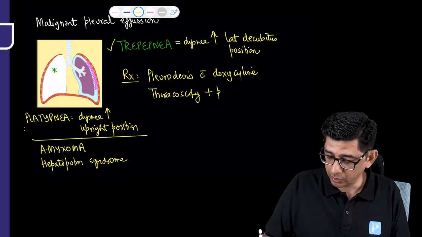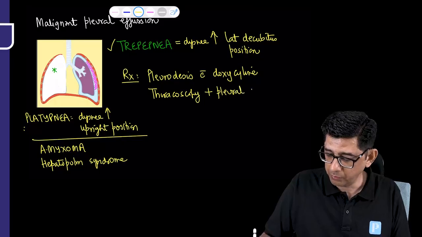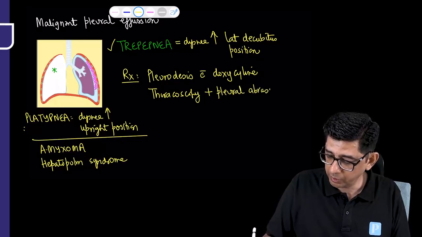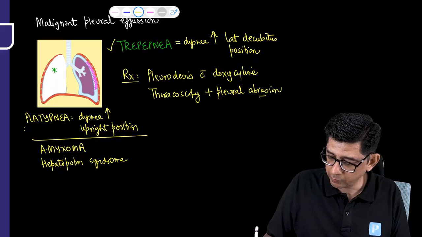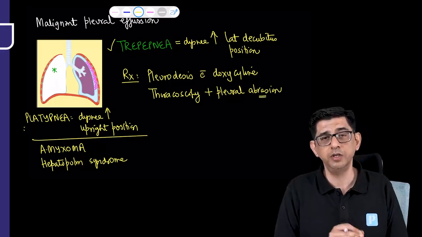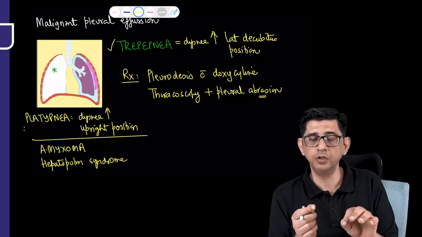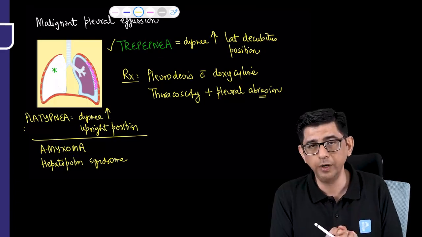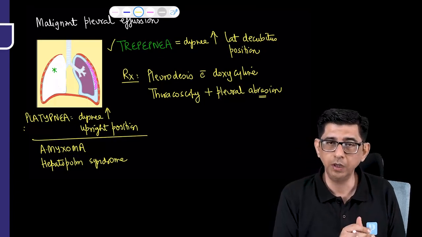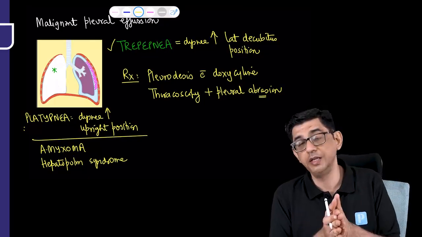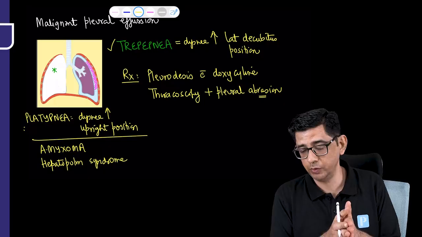And along with thoracoscopy, what we can do is rub the pleura till it bleeds. We deliberately rub the pleura; we are trying to cause an abrasion. This pleural abrasion basically means that you are causing a minimal amount of bleeding on the surface of the pleura, but that will cause fibrin to come up there, and that will again cause adhesions to develop between the two layers of the pleura.